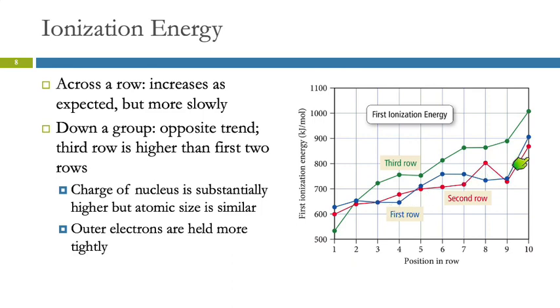So as we're going across, we do see an increase in ionization energy, but it's not as strong as it is for the main group elements. If we're going down a group, first ionization energy from the first row to second row to third row actually increases, whereas for group 1A, as you go down, it decreases, right? So that's opposite.